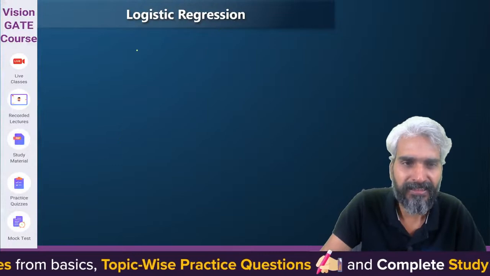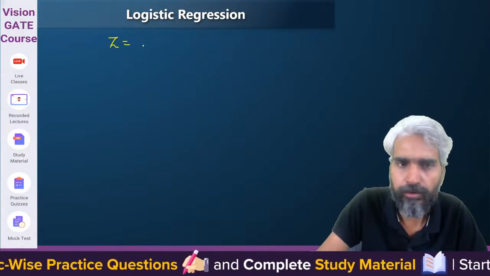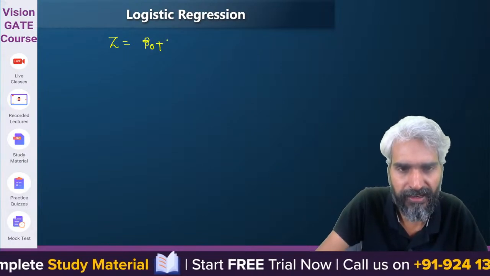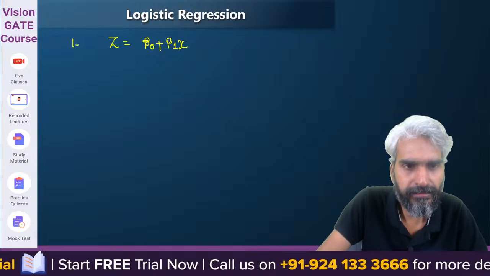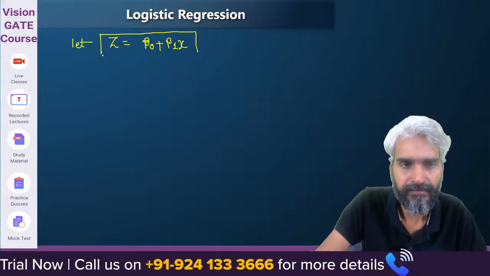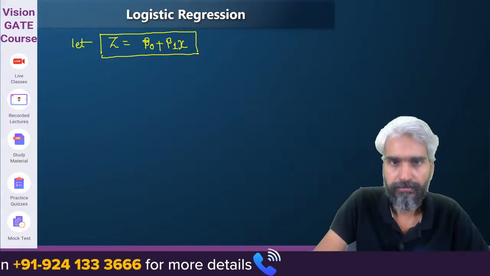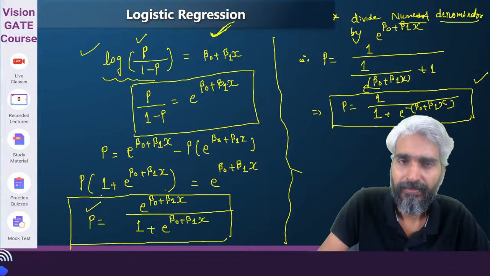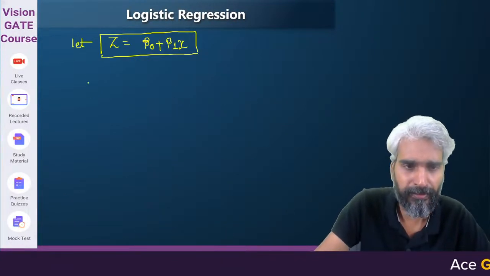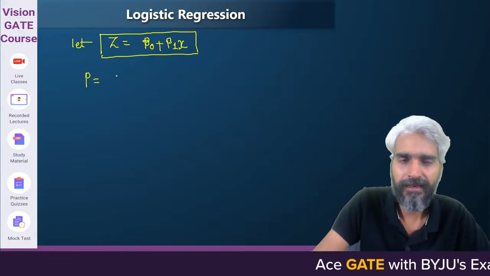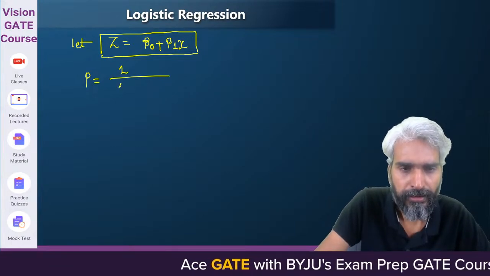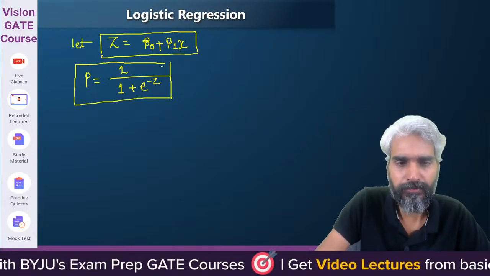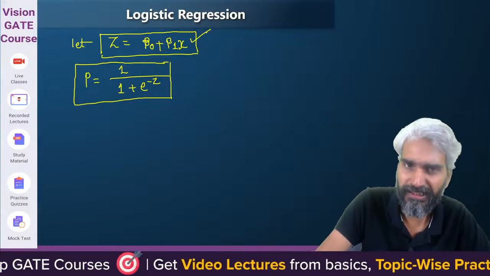Let's, for simplicity, assume that z is being used to represent beta 0 plus beta 1x. So let z be beta 0 plus beta 1x, right? Now if I try to define this probability, it can be defined in terms of z. So I write that the probability can be seen as a function of 1 upon 1 plus e raised power minus z.